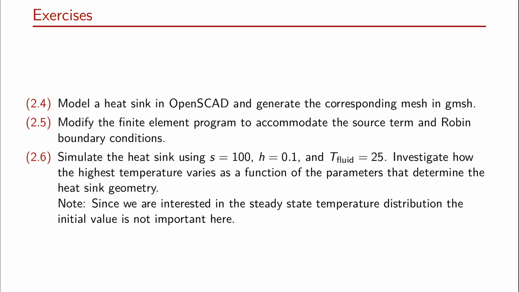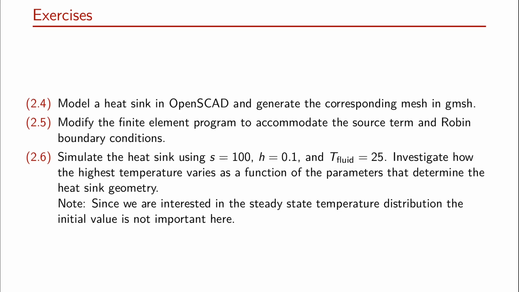So in 2.4, you will model a heatsink in OpenSCAD and generate a corresponding mesh in GMSH. I already gave you a template for the OpenSCAD code, but I would encourage you to think about whether there are other parameters that you might consider varying here, if you can add additional parameters to this design. Then in 2.5, the question is to modify the finite element program to accommodate the source term and Robin boundary conditions. This is basically the 3 steps that we discussed just before.